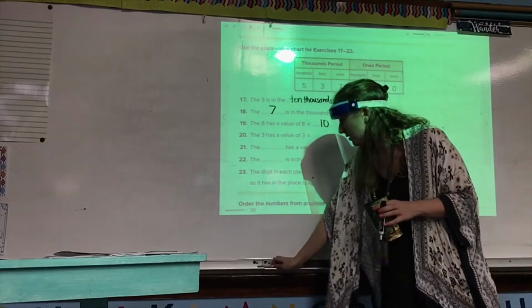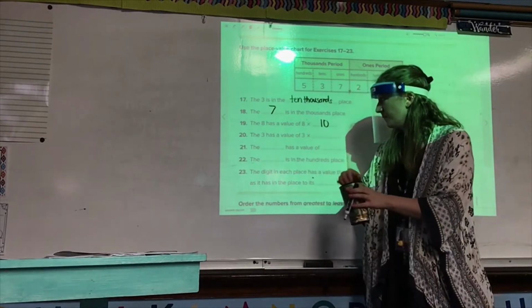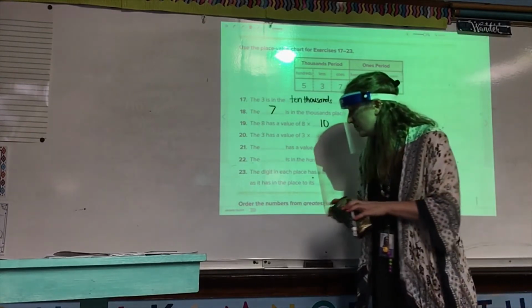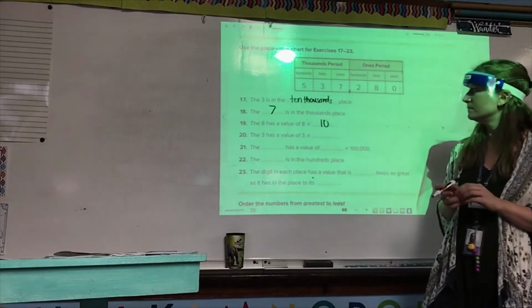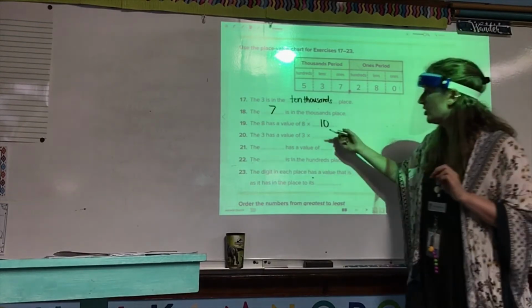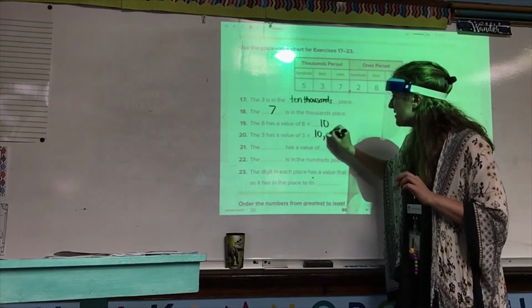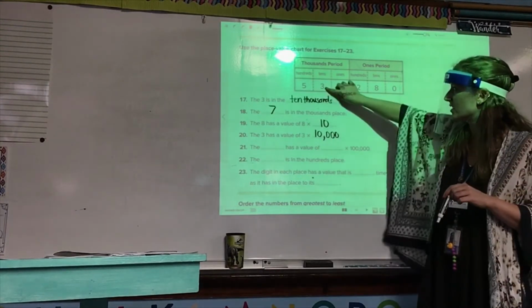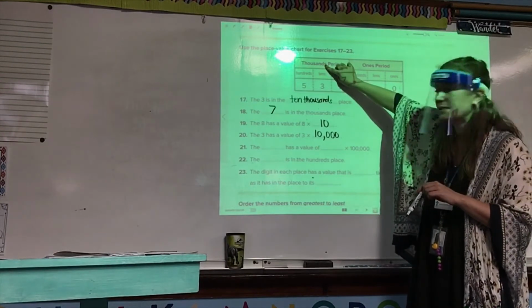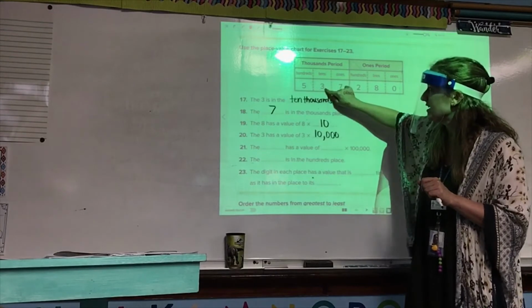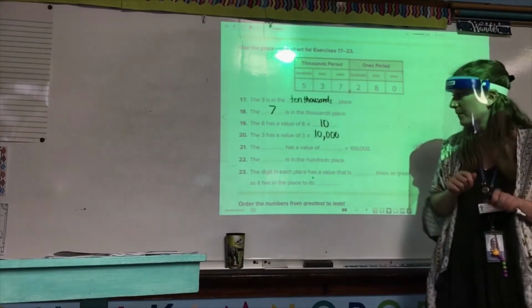Okay, number 20. The 3 has a value of 3 times what, Kingston? 1,000. Louder. 10,000. Good. The 3 has a value of 3 times 10,000. The 3 is in the 10,000s place, so that means its value is either 30,000 or 3 times 10,000.